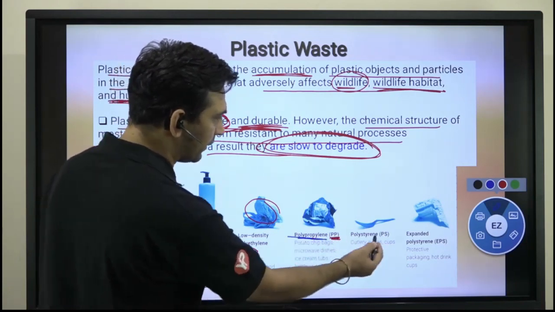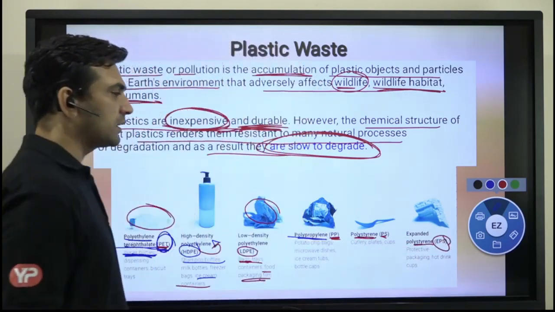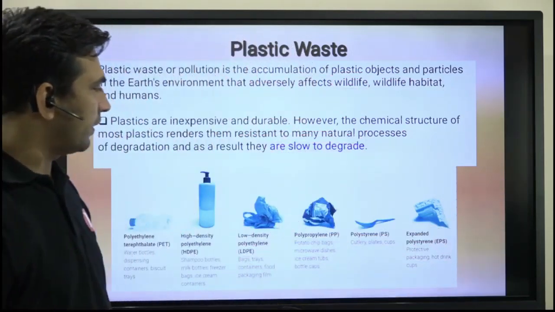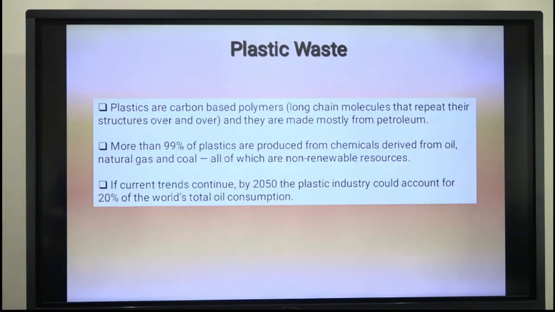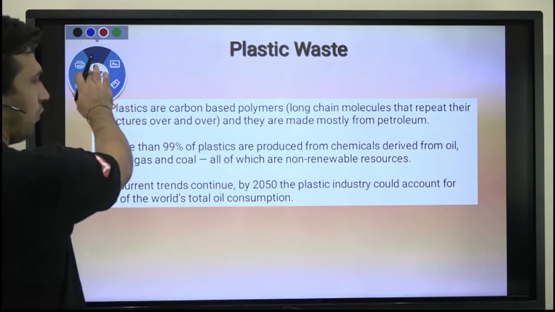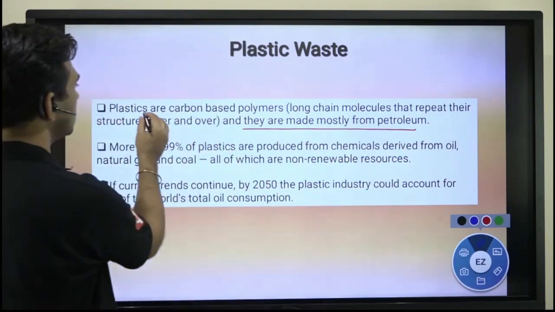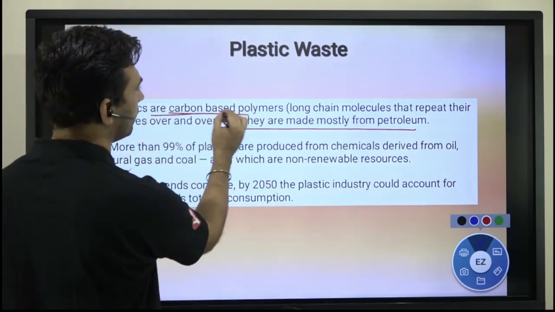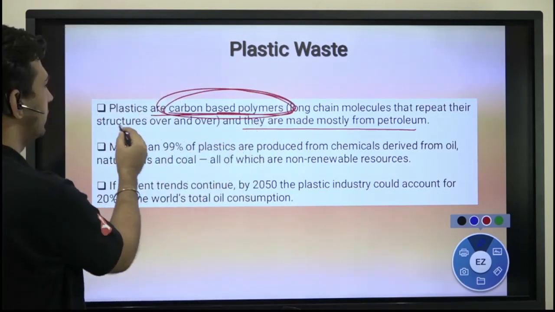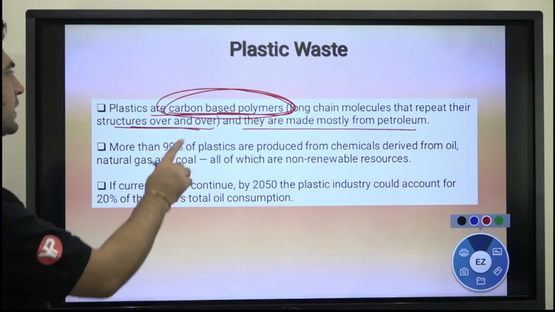PP, polypropylene, PS, polystyrene, expanded polystyrene, EPS. So these are some common forms of the plastics that are in general use. At least we must be aware of these different forms of plastics and their names, right? And what is it made up of? That I have already discussed with you. Mostly it is made up of petroleum products, and it is a long chain, a carbon based polymer, basically a long chain of molecules. You already know what is the meaning of polymer. So carbon based polymer आप बोल सकते हो.